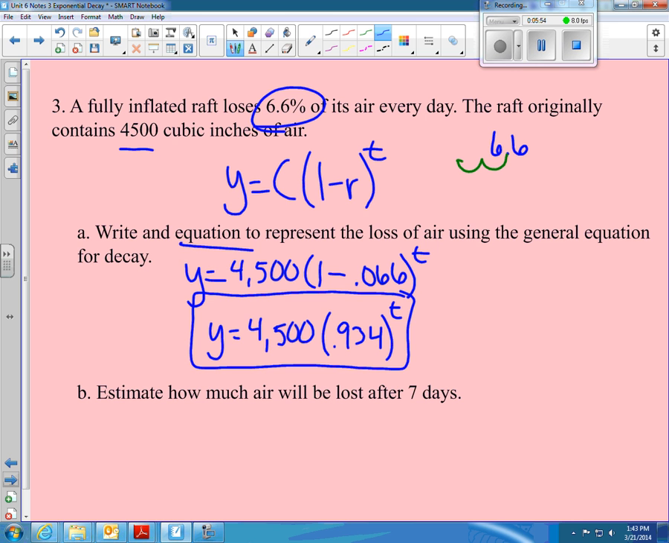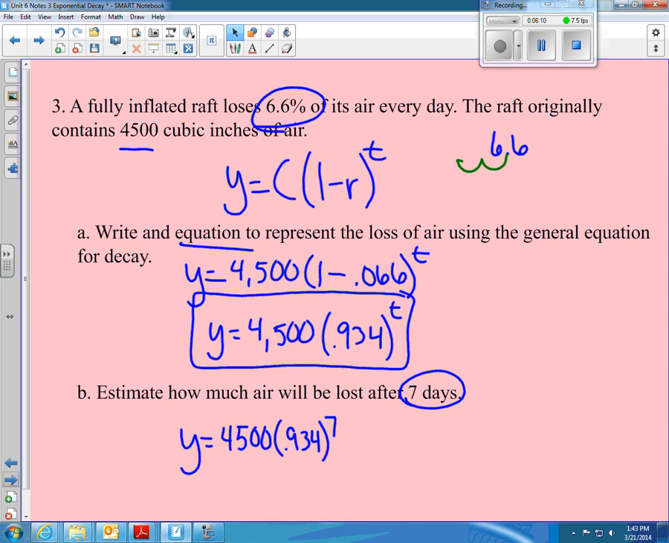B says to estimate how much air will be lost after 7 days. Okay, so 7 days is our time. So we're going to go ahead and plug that in for t. Okay, typing this into our calculator. Watch your parentheses. Use your caret. All right, so we end up with 2,790.23 cubic inches. So we can say inches cubed.